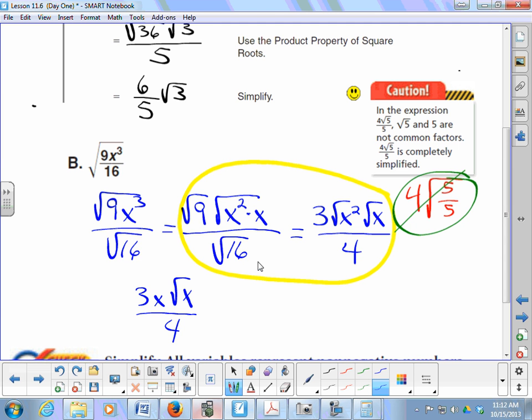So you have to take your time with them. And you're always looking for the largest square that goes into them. Largest perfect square that goes into them.